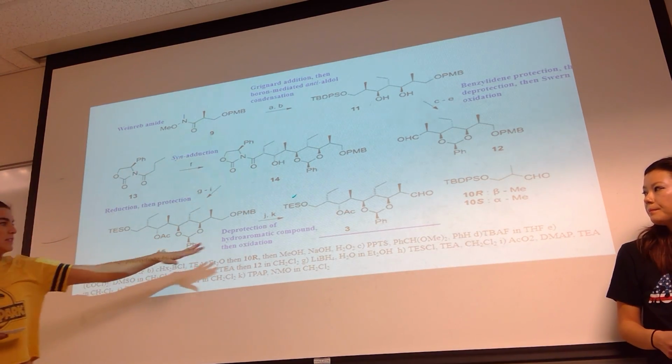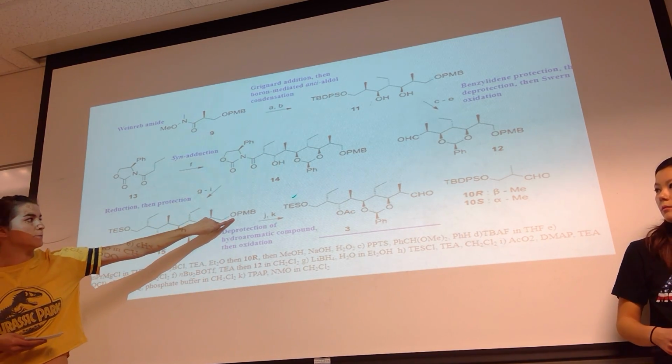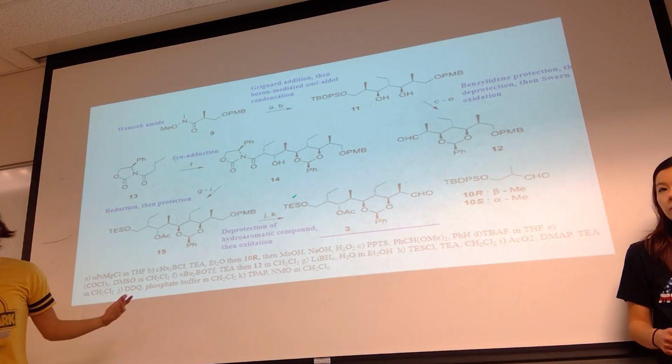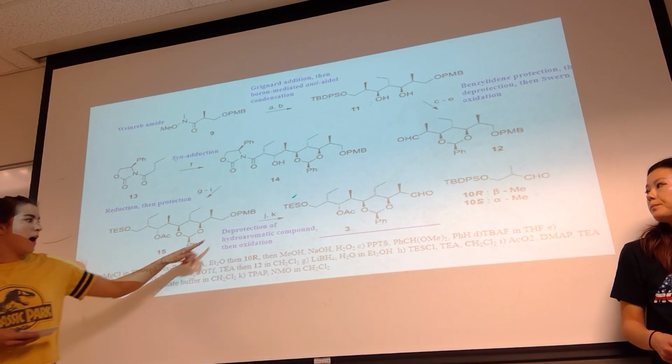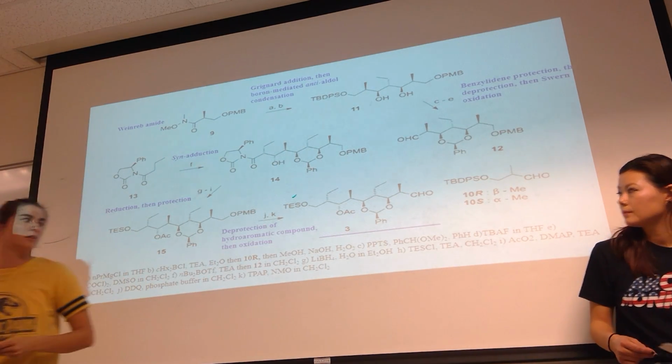And then from 15 to 3, there's a deprotection of the hydroaromatic compound, which is this PMB, and the reason why this is attacked instead of the phenyl is because it has more hydrogens, and then an oxidation to produce the target 3.